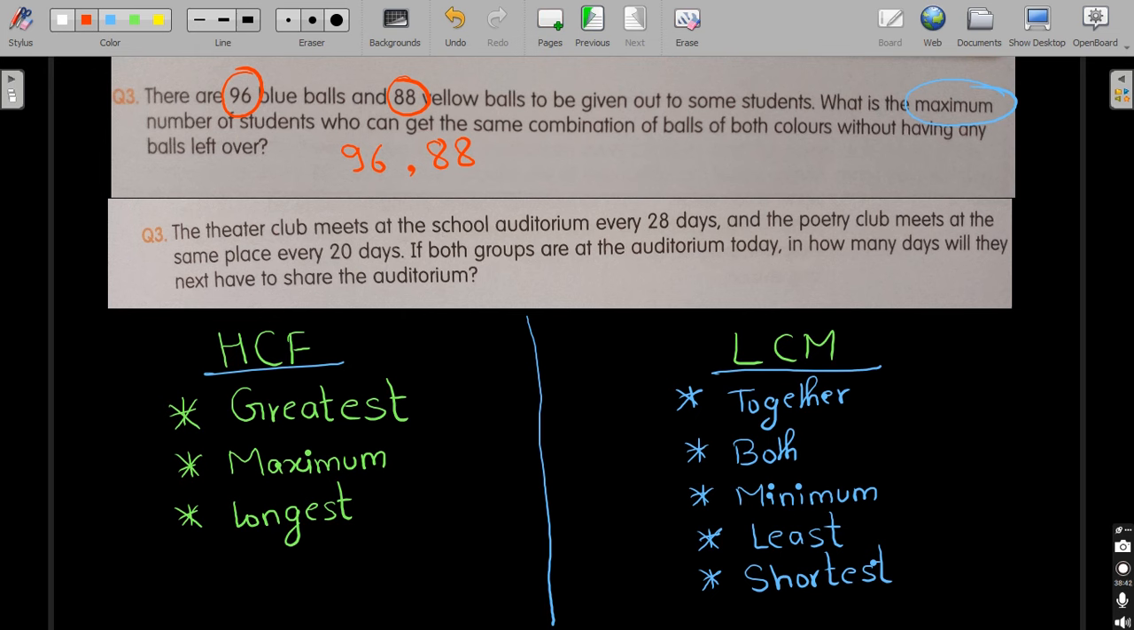If both, again the new word came: both. Now where are we able to see this both? Both came, as you are able to see here. So both we find out here, correct? Now both means what? LCM. So we need to do the LCM. Now LCM of what? You should do 28 and 20. These two numbers you should find out the LCM.